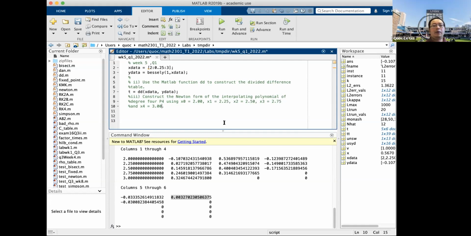So then how do we do that? Well, at least you can do it directly. Suppose I just take P4 to be an anonymous function. And then what is the formula?